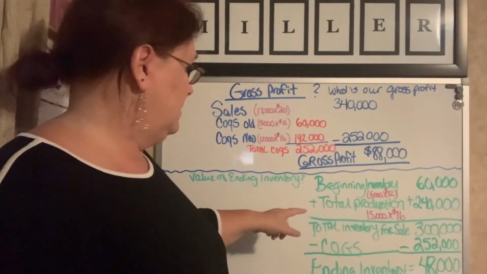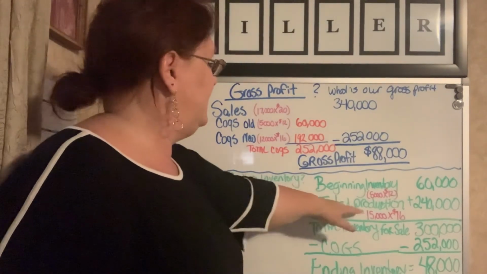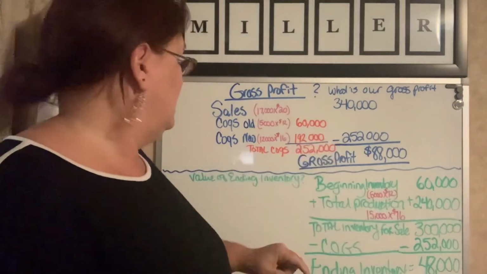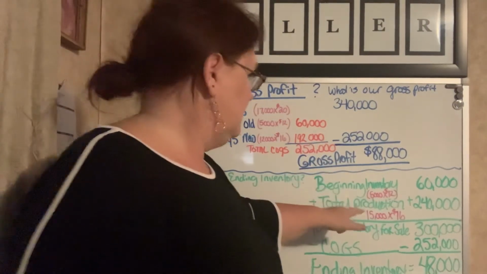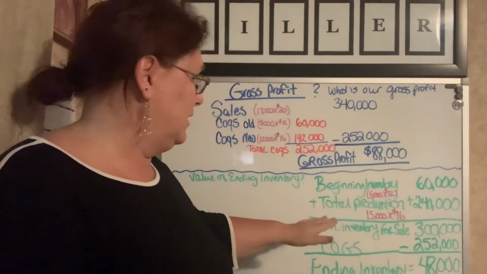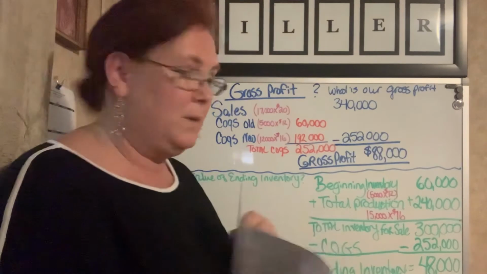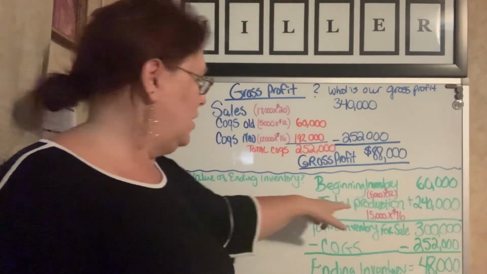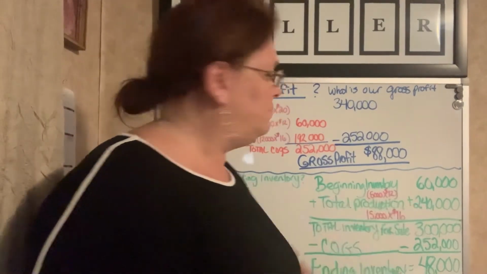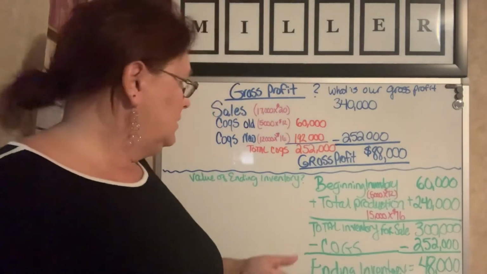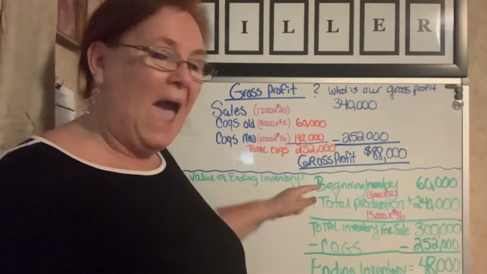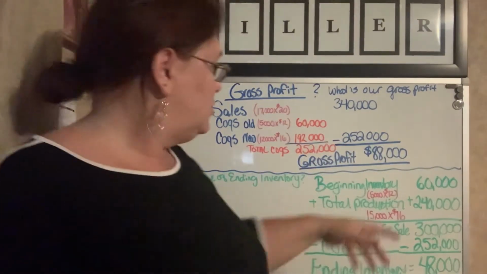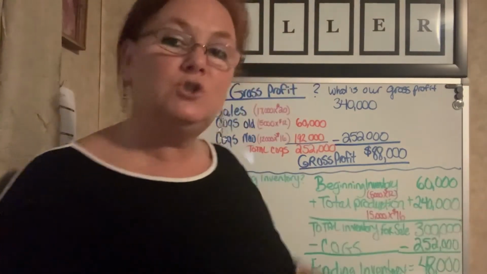We produced, total production was 15,000, because again, we only had 5,000 originally. So we produced, it says in the problem, 15,000 at $16 per. So if you do the total production, that is, or should be, 240,000. So this is an addition, right? Because if we had beginning inventory and then we made more inventory, we would add to that. So it's 60,000 plus 240,000.